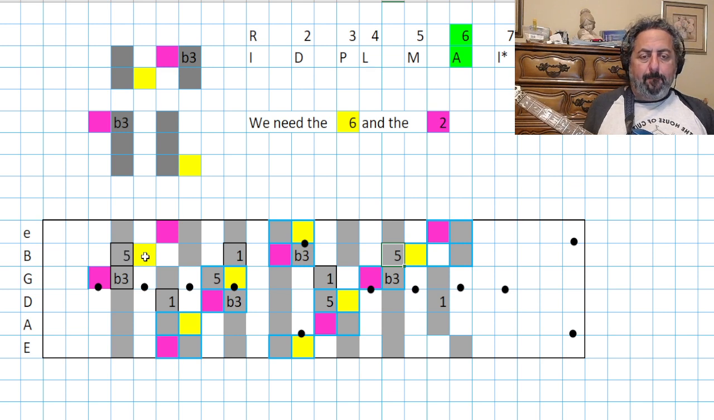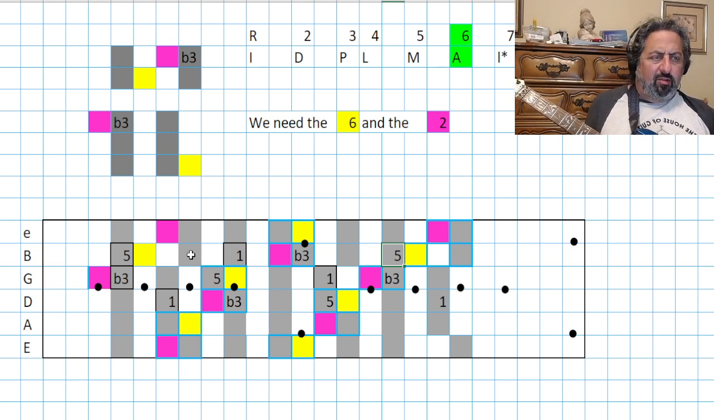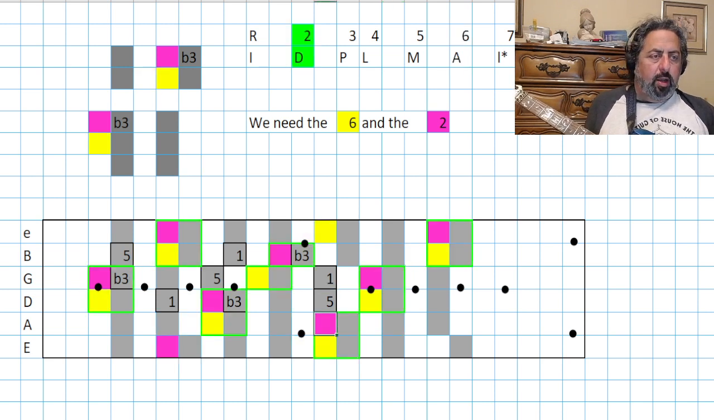So that's the 6, and the 7, but don't worry about that too much. It doesn't have to make a difference right now. I just need to know where these positions are, and I can jam across this.